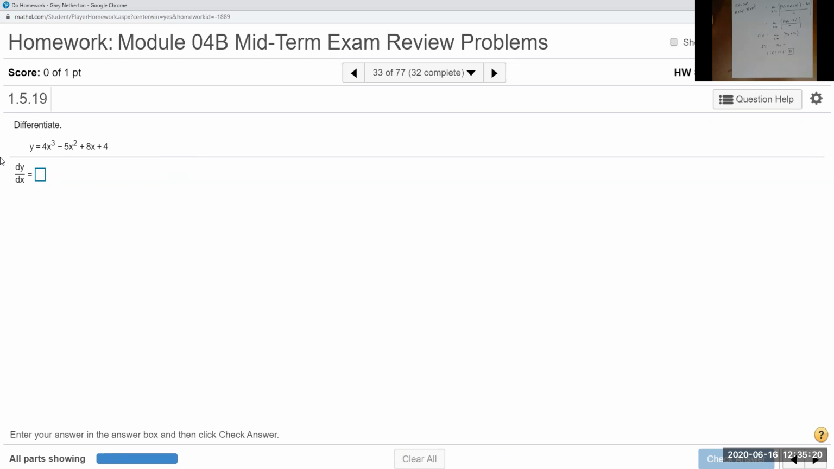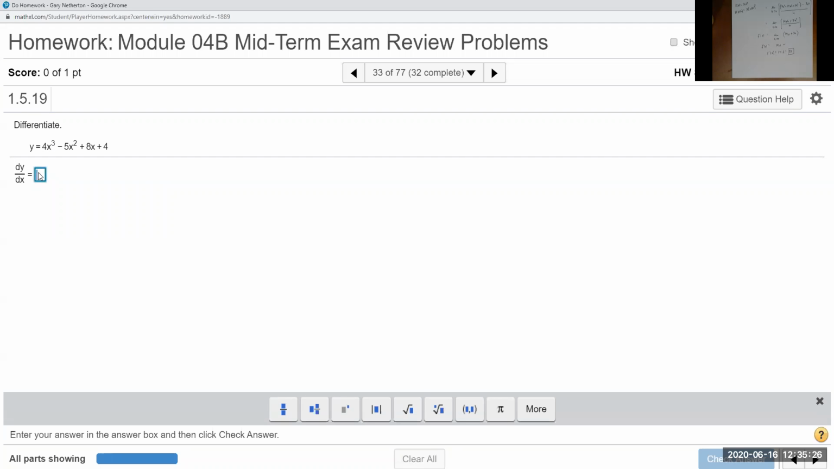In other words, I'm going to take the derivative of 4x cubed. The 3 comes down front, which gives you a 12. Then you have x. You subtract 1 from the 3, and you have 2. So the derivative of 4x cubed is 12x squared.